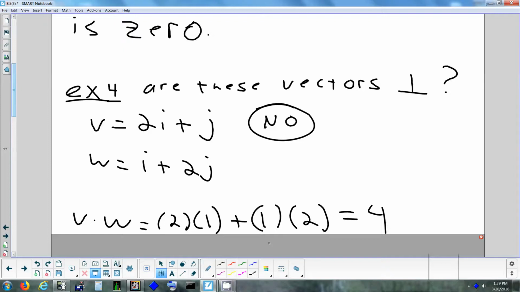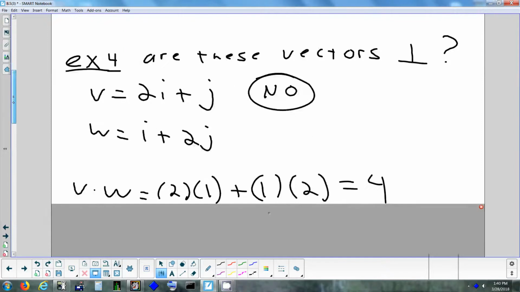Jane? You could add a negative to one of the 2's. Yeah, you could make one of the 2's negative or make the I or the J negative. Just put a negative in anywhere. And it would automatically give you -2 plus 2. And then they would be perpendicular. Okay. Any questions on that?